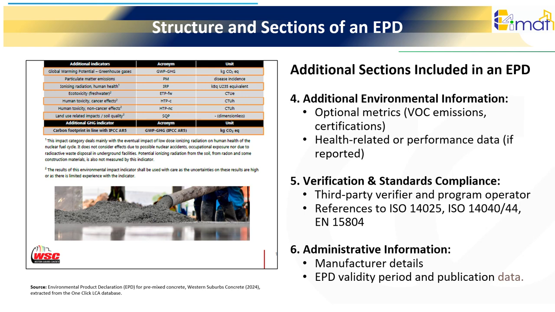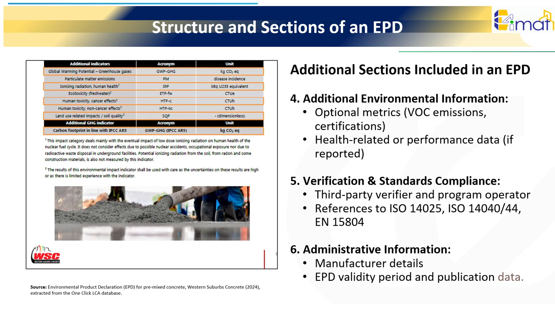Beyond the core content, an EPD may include additional environmental information. Depending on the product category, this may cover aspects such as VOC emissions, optional test results, or other certifications relevant to the product. Another essential section is verification and standards compliance. Every third-party EPD must reference the governing standards, such as ISO 14025 and EN 15804, and it must identify the program operator and the independent verifier who confirm that the document meets those requirements.